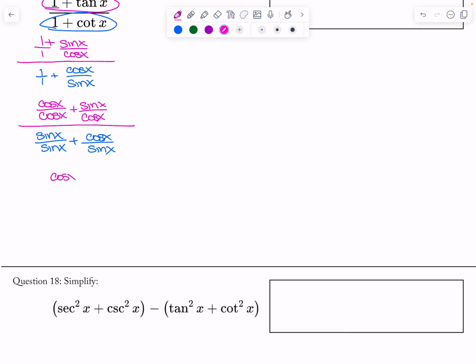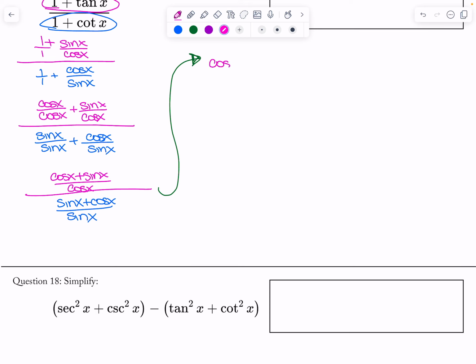Now I can combine my numerator into one fraction. So I have cosine of x plus sine of x over cosine of x. And then my denominator is sine of x plus cosine of x over sine of x. Man, a lot of sines and cosines. So now I'm going to write my numerator, cosine of x plus sine of x over cosine of x. And then I'm going to invert and multiply my denominator here.